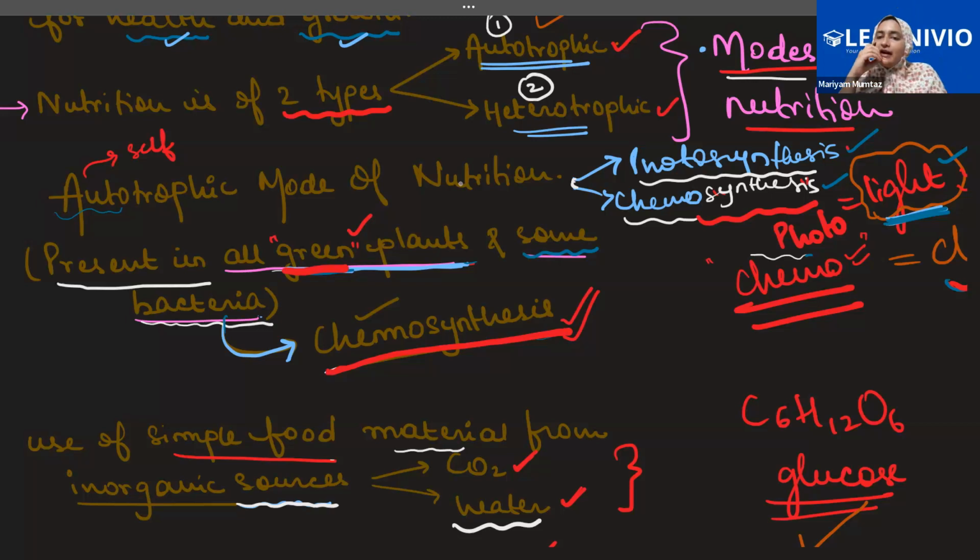And what is the function of chlorophyll? Okay, we understand that for photosynthesis to happen, chlorophyll is very necessary, right? But do you people know what it does? Like, why is it necessary? It absorbs sunlight. Very good.